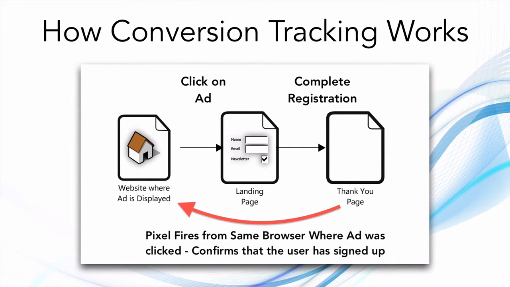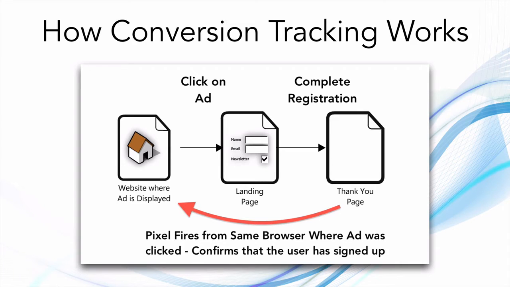What happens is that when this happens in the same session using the same computer, the same internet connection, the same IP address, the technology can track that this particular person who came to the thank you page came from this particular ad, and that is how conversion tracking works. There is a technology called pixel firing technology, which is basically a 1 pixel by 1 pixel image that loads on that particular page. The pixel fires from the same browser where the ad was clicked, and this confirms the user has signed up. Conversion tracking really does not help if you have only one campaign and only one landing page.